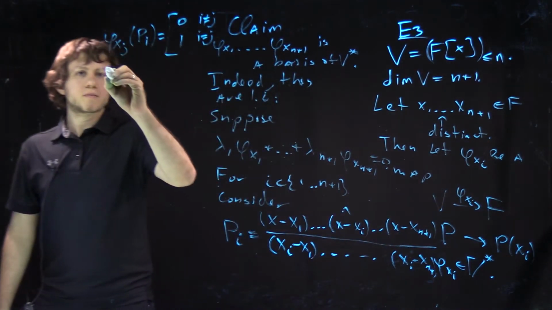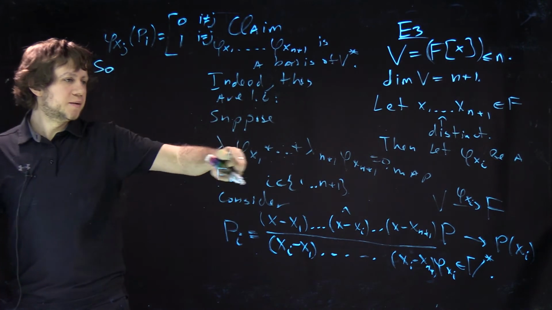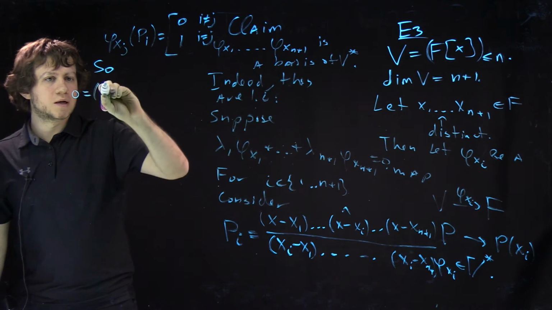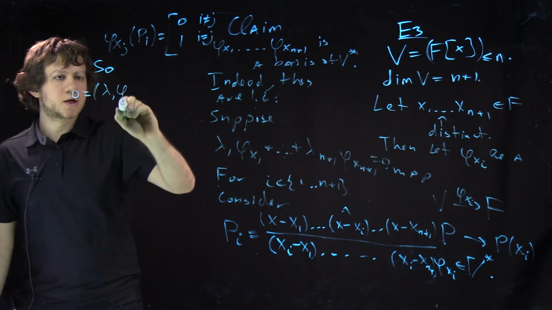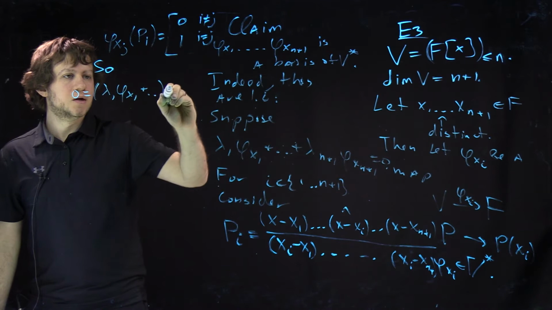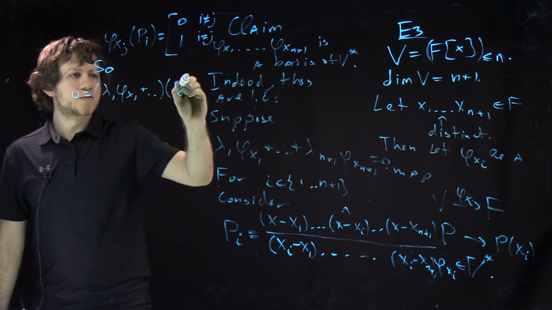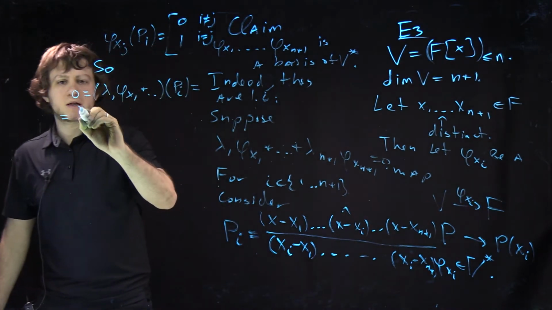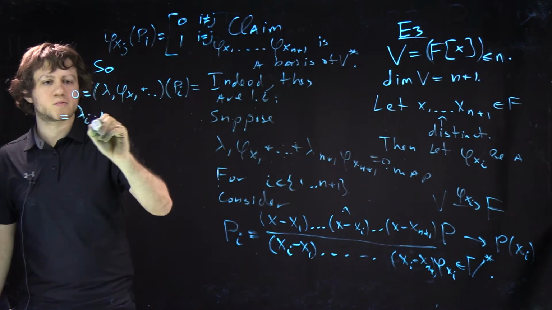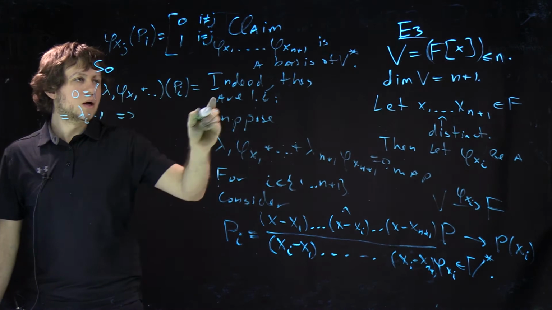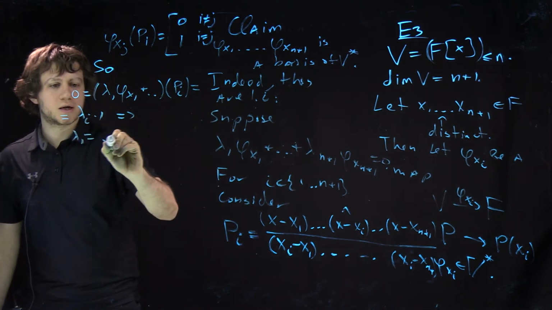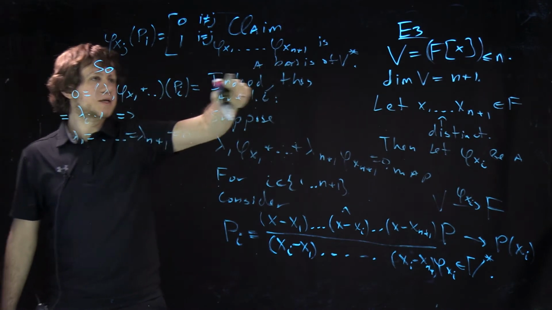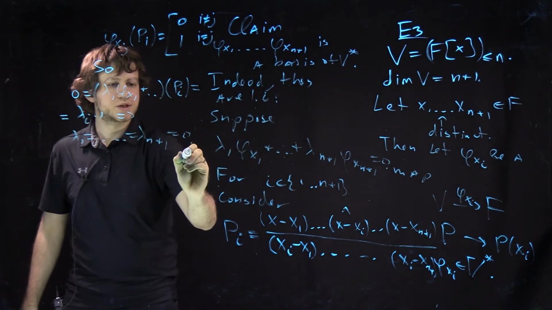So we can plug in p_i here, and if we know that 0 equals this lambda_1 phi_x1 plus ... of p_i, and we know that all of them equal 0 except one which equals 1. So we get that lambda_i times 1 is equal to 0. So all these lambdas are equal to 0. And so these guys are linearly independent. So we have proven this.